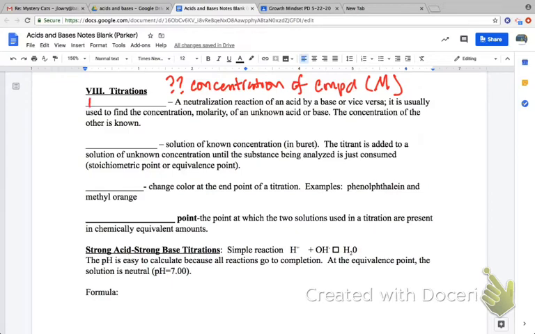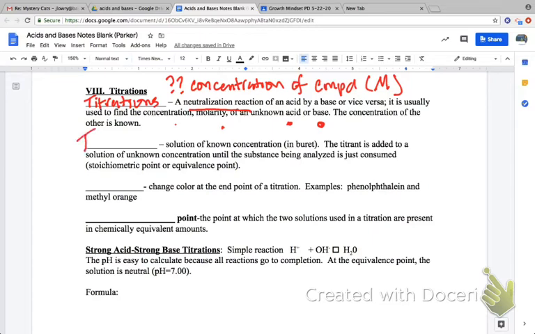So for acids and bases, titrations are neutralization reactions of an acid plus a base or vice versa. It is usually used to find the concentration and molarity of an unknown acid or an unknown base. The concentration of the other is known. So you would either know the strength of your acid and be trying to figure out your base, or know the strength of your base and be trying to figure out your acid.